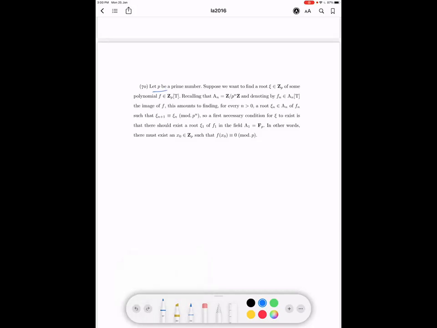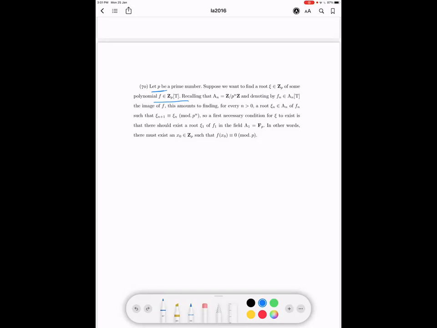We have fixed a prime number p. And suppose we are given a polynomial f with coefficients in Zp. We have defined the ring Zp of p-adic integers, right? And we are given a polynomial f with coefficients in Zp, and we want to find a root of this polynomial. Okay.